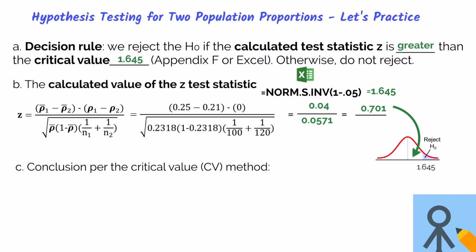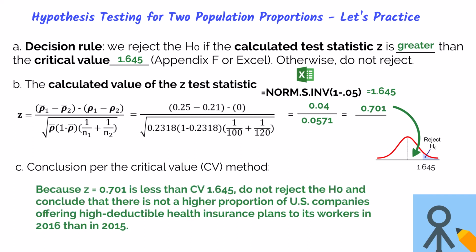Now, 0.701 is here, and this is below 1.645, or in the do not reject region of our curve. Therefore, we do not reject the null, and we can conclude that there is not a higher proportion of companies offering high deductible health insurance plans to their workers in 2016 than in 2015.